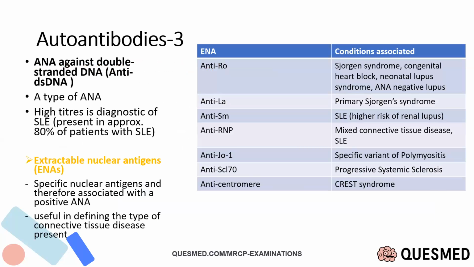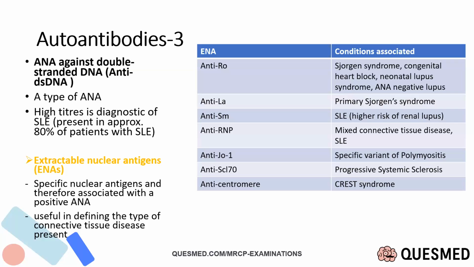And then if you're going to remember anything from this talk, I would just memorize this table because it does come up a lot in exams, trying to link what disease you think this patient might have, and then asking you to link the antibodies. So ANAs, one of the specific subtypes is double-stranded DNA, which is a type of ANA which is very common in lupus. So if somebody has double-stranded DNA, it's diagnostic of lupus.